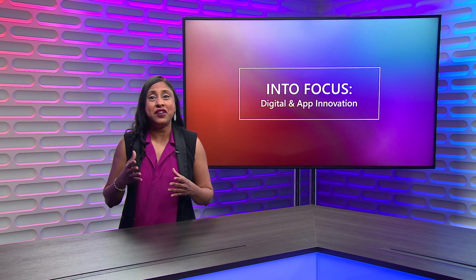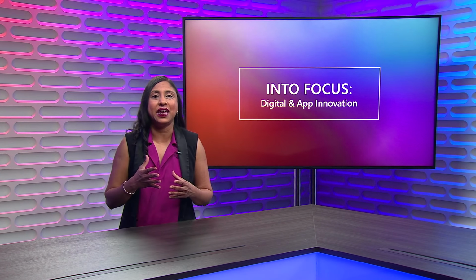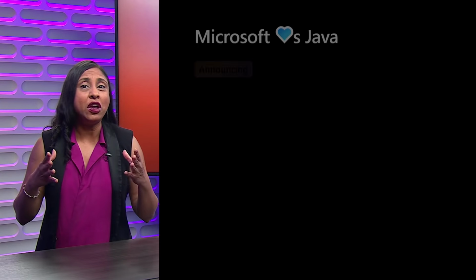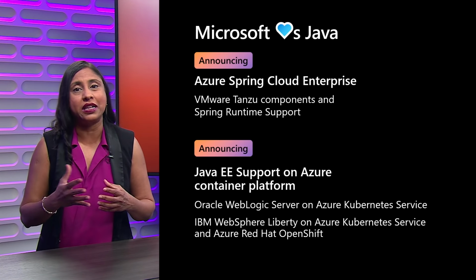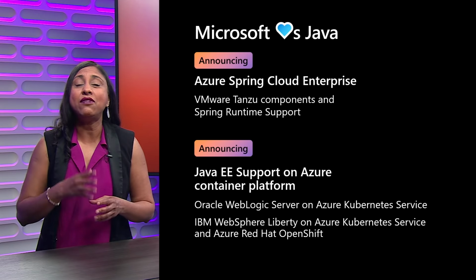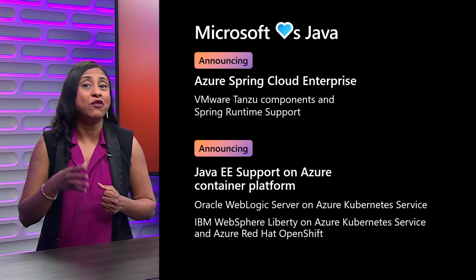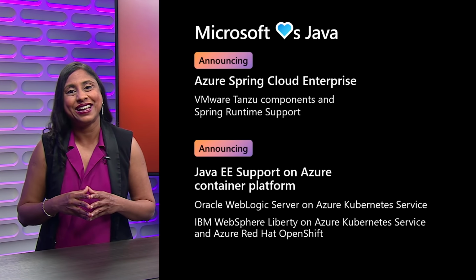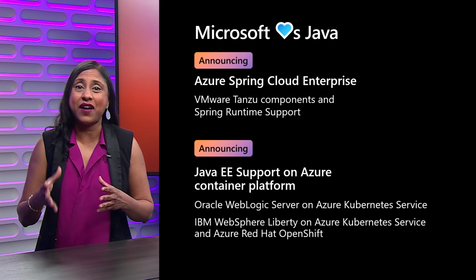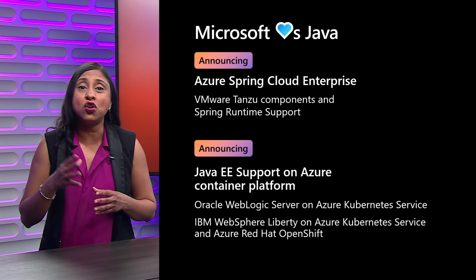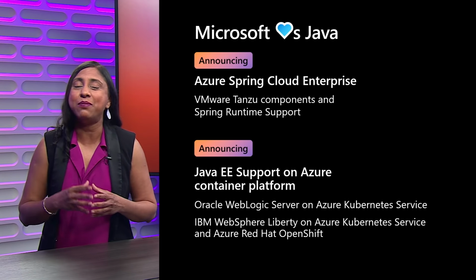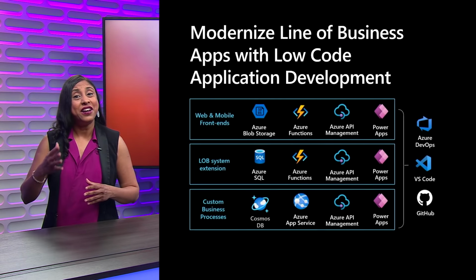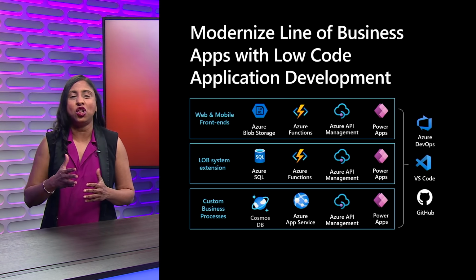Earlier in the year, we announced our build of OpenJDK that is free to deploy anywhere and supported for Azure customers. We already offer a fully managed service for Spring Boot apps with Azure Spring Cloud. Now you can get even more functionality and productivity with Azure Spring Cloud Enterprise. And developers can get started faster with Java Enterprise Edition on Kubernetes with automated solution templates for Oracle WebLogic and IBM WebSphere. Another great modernization technology is low-code.